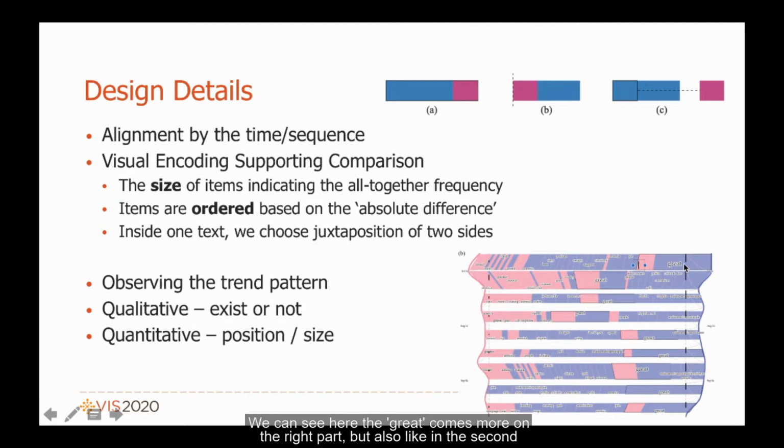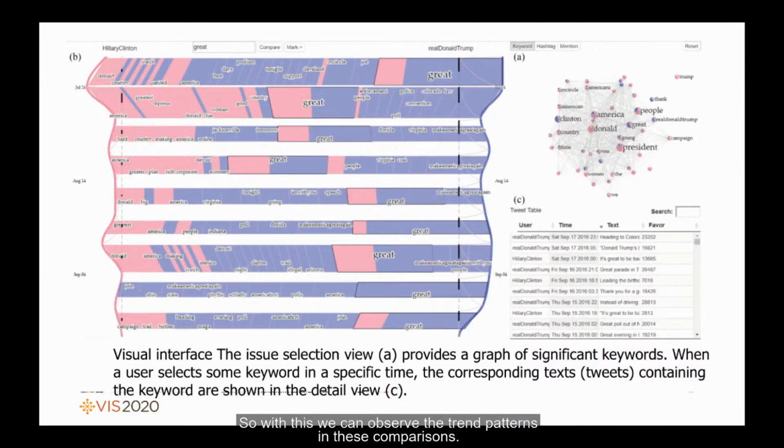We can see here that "great" comes more on the right part, but also in the second week, Hillary Clinton mentioned "great" a lot too, and this pulls these words into the middle. So with this, we can observe the change patterns in these comparisons.